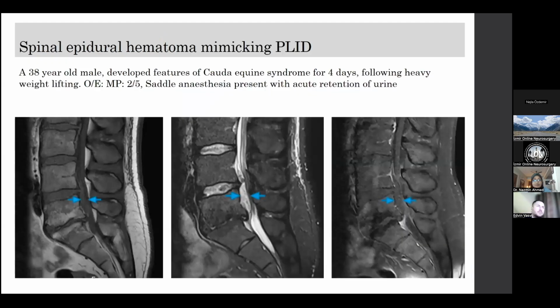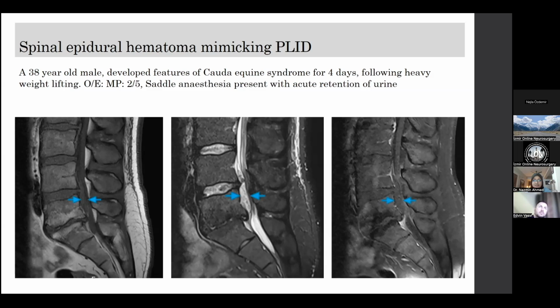So I put a rare example of spinal epidural hematoma mimicking PLID. This is a 38-year-old male patient who developed features of cauda equina syndrome for 4 days following heavy weightlifting, that is 160 kg. Following that, he had a click-like sound, followed by the development of cauda equina syndrome, suffered for 4 days, and then came to medical attention.